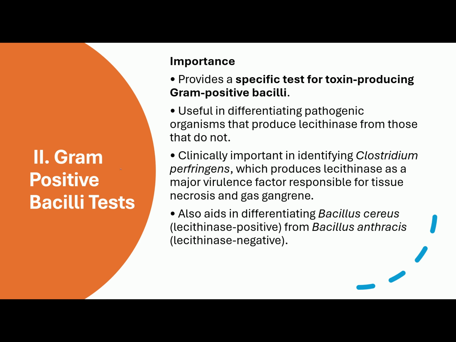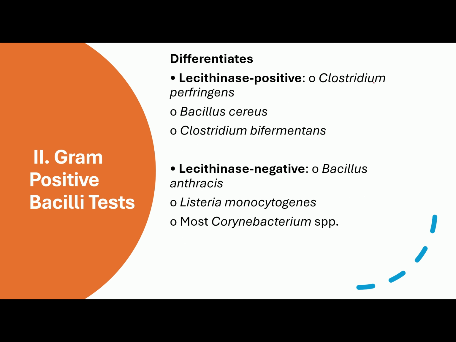Clinically important in identifying C. perfringens, which produces lecithinase. Also aids in differentiating Bacillus cereus from Bacillus anthracis. So ito siya, differentiates lecithinase positive: perfringens, cereus, and Clostridium bifermentans. Lecithinase negative: Bacillus anthracis, Listeria monocytogenes, and most Corynebacterium species.